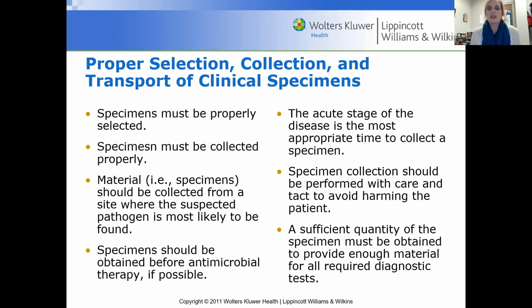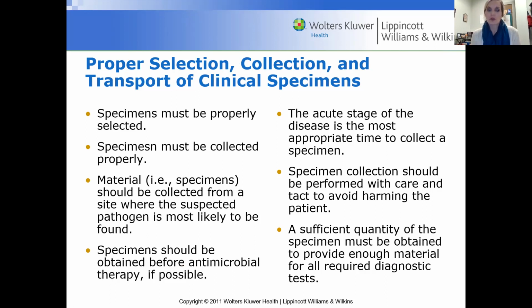The acute stage of the disease is the most appropriate time to collect the specimen, meaning that when an infection colonizes in a patient's body before the patient is in a really active stage of illness, we really want to try to get that right before they start developing all those different signs and symptoms. But again, even when they're in that active stage, that's typically when they're like, okay, time to go to the doctor. So we can still get adequate results from that.